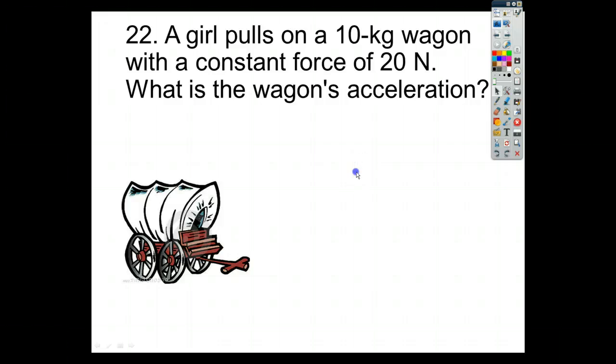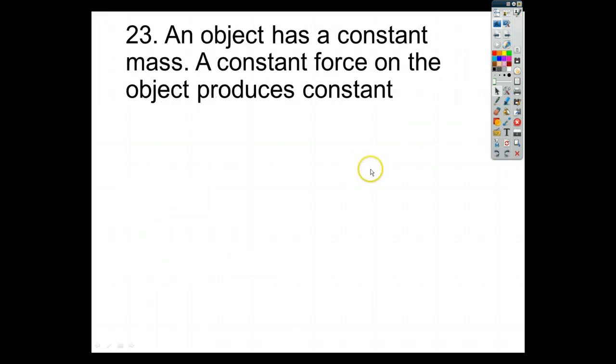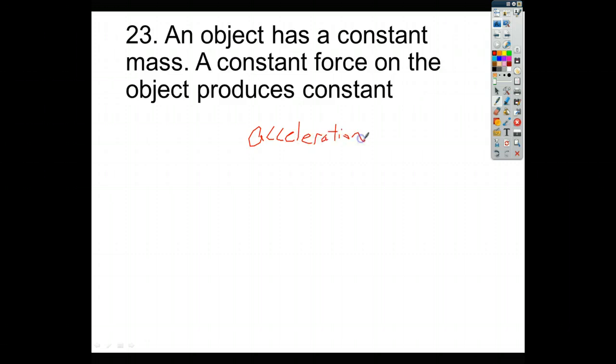Number 23, an object has a constant mass. A constant force on the object will produce a constant, and here this one is just acceleration. We know that if I have F equals ma, if this is constant and this is constant, then the a cannot change either. Number 24.